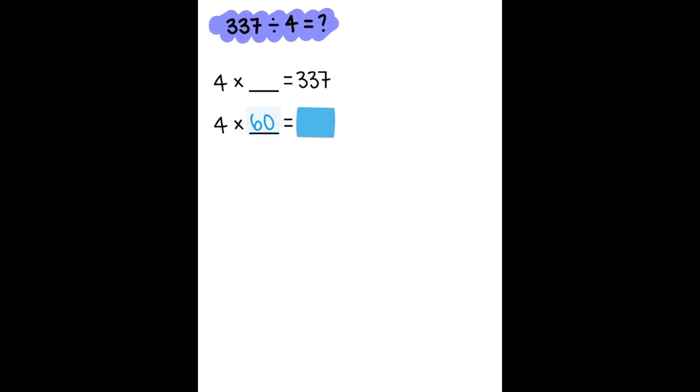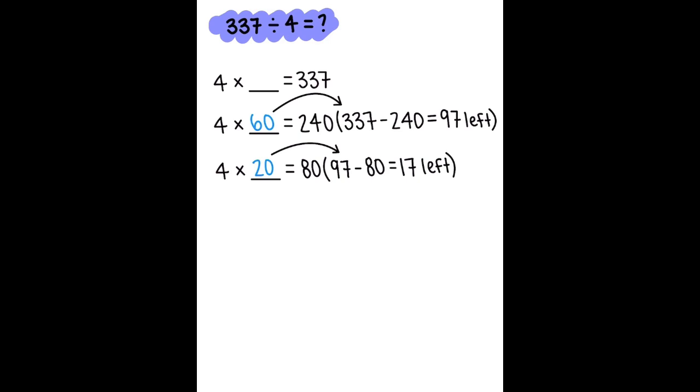Let's try 4 times 60. That leaves us with a product of 240. Now we must subtract our product of 240 from 337. This leaves us with a difference of 97. Now let's find an equation that when multiplied by 4 provides us with a product of less than 97. 4 times 20 leaves us with a product of 80.